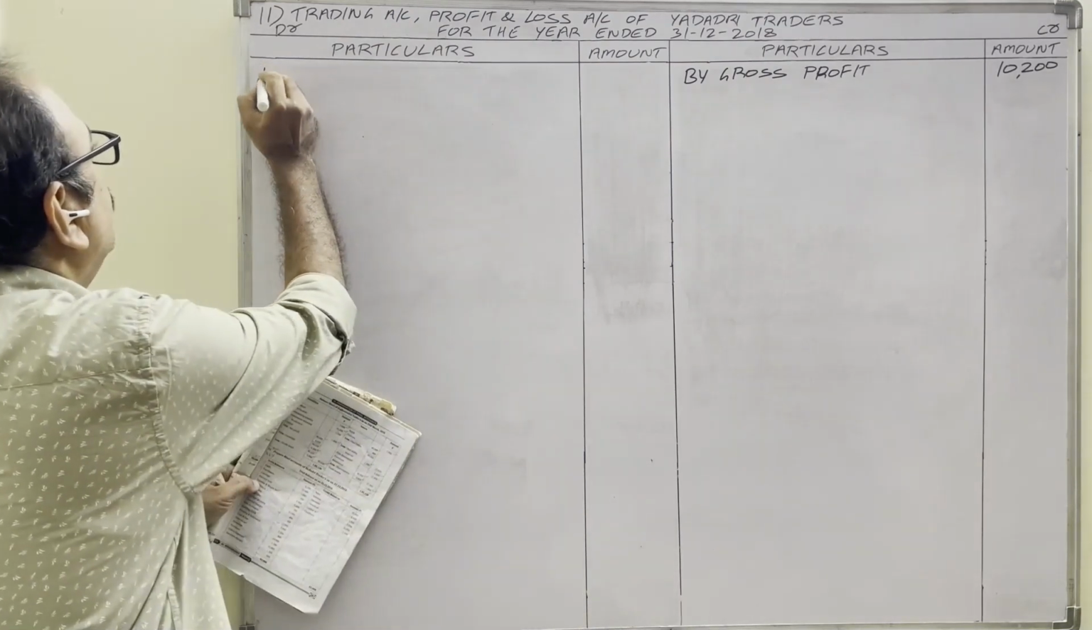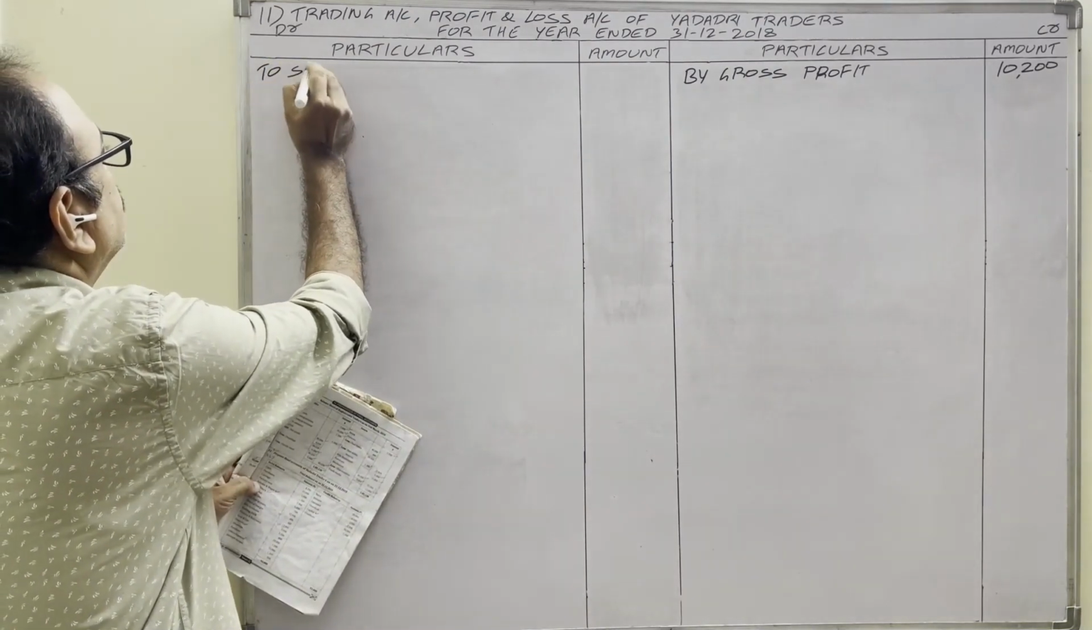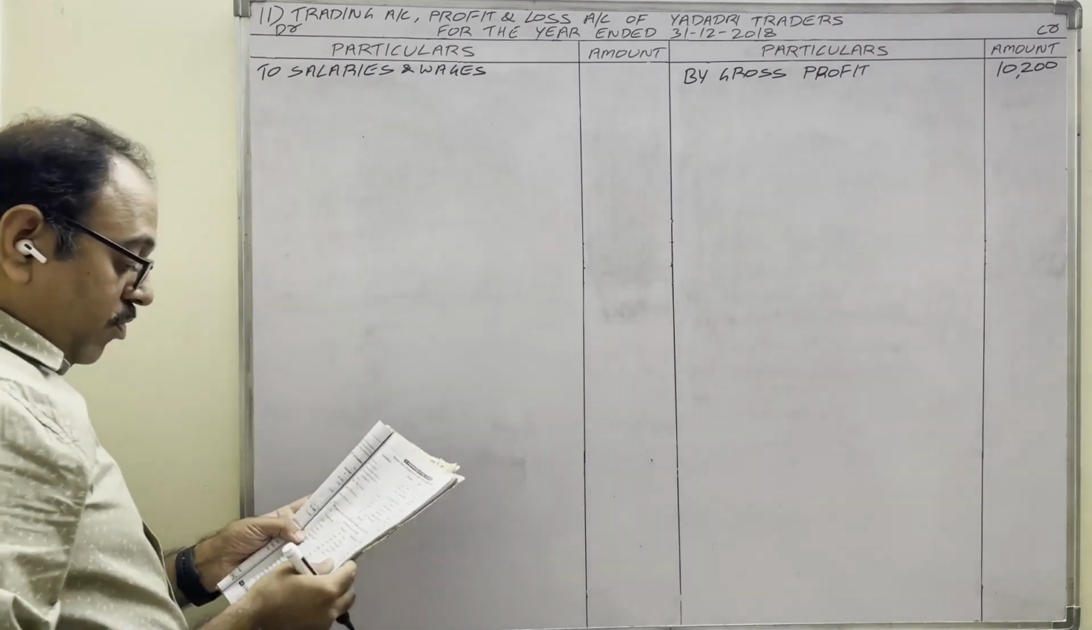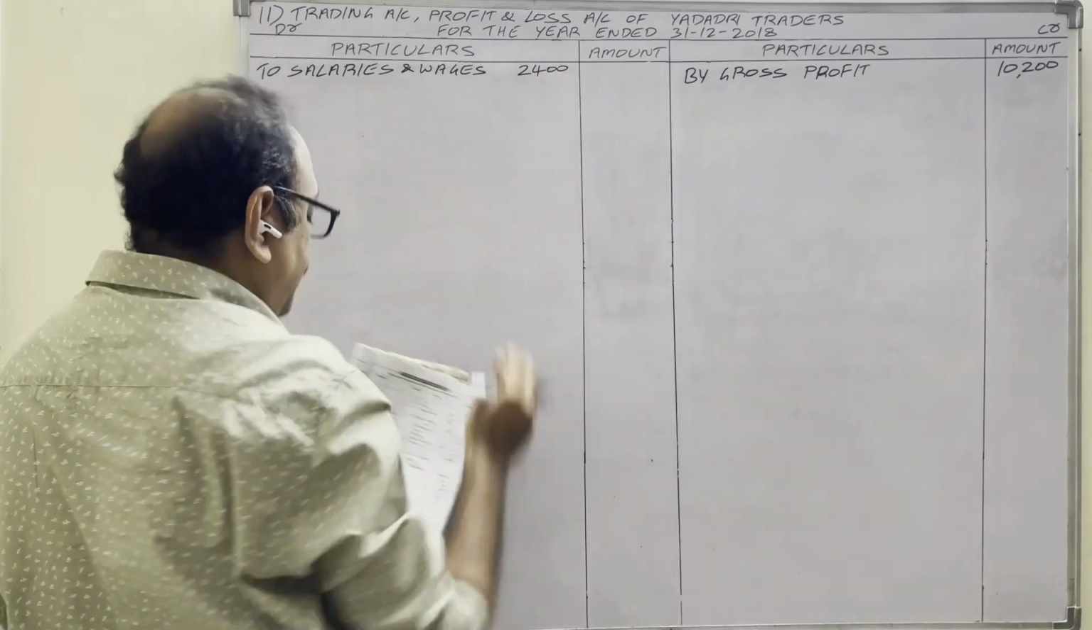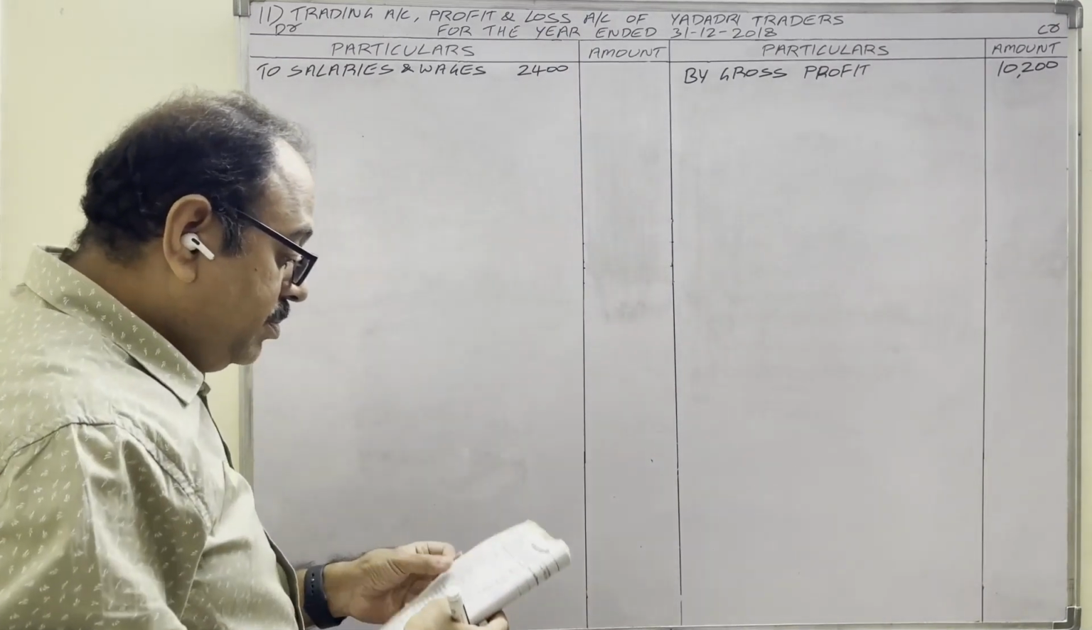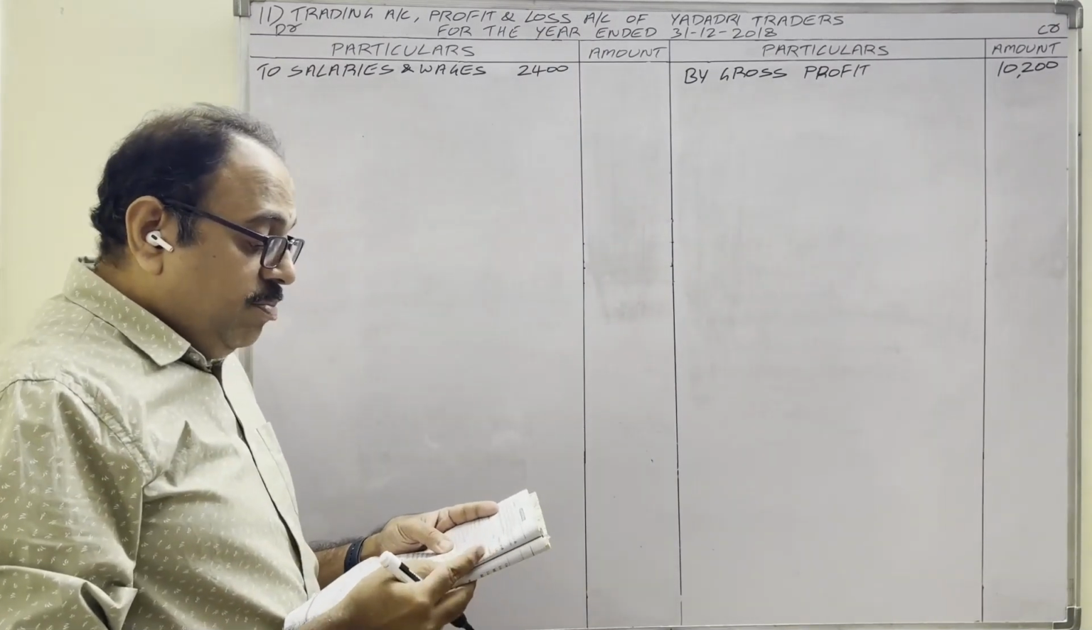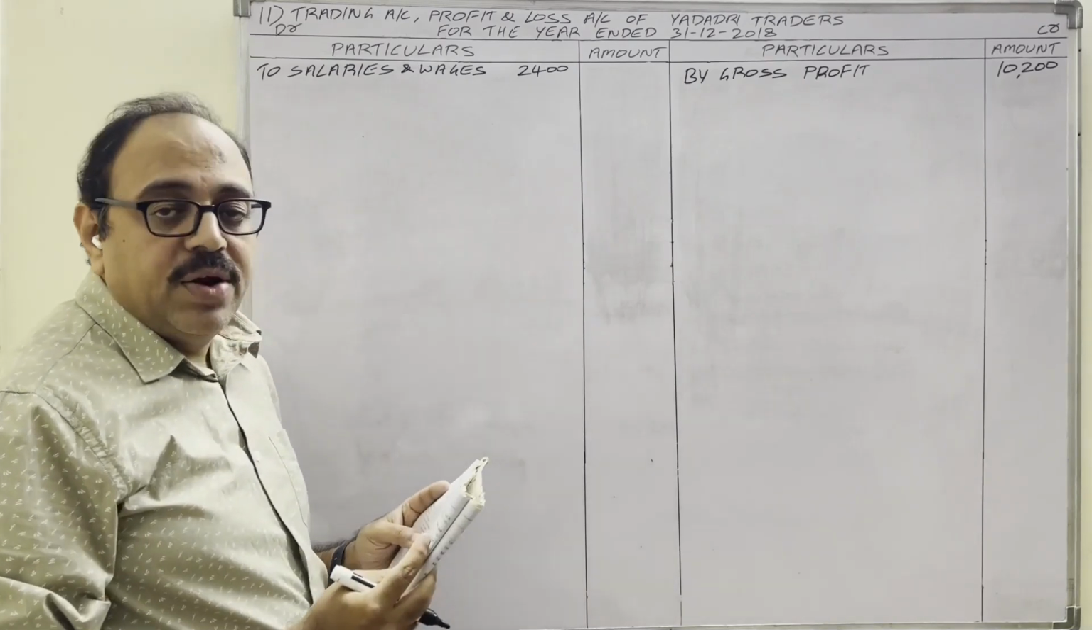Debit side, to salaries and wages. Adjustment is there, therefore the amount goes in the inner column, 2,400. Adjustment number 2: prepaid salaries and wages 400.